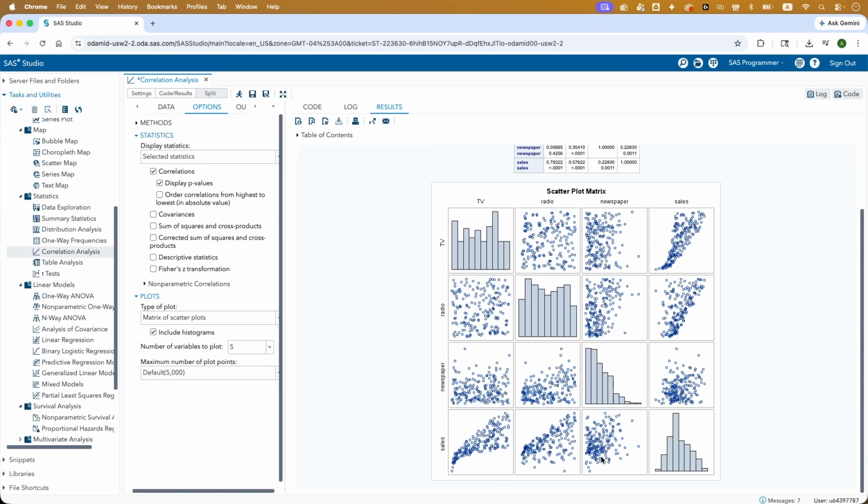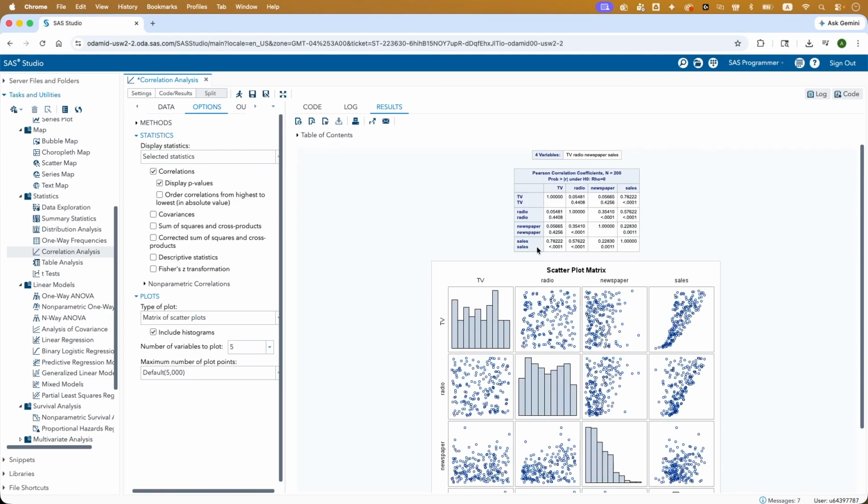To quantify these, we look at the matrix. Sales versus TV, about 80%, which is a strong positive. As we put money on the TV, sales are more. And this relationship is significant, so it's unlikely to be due to random sampling.